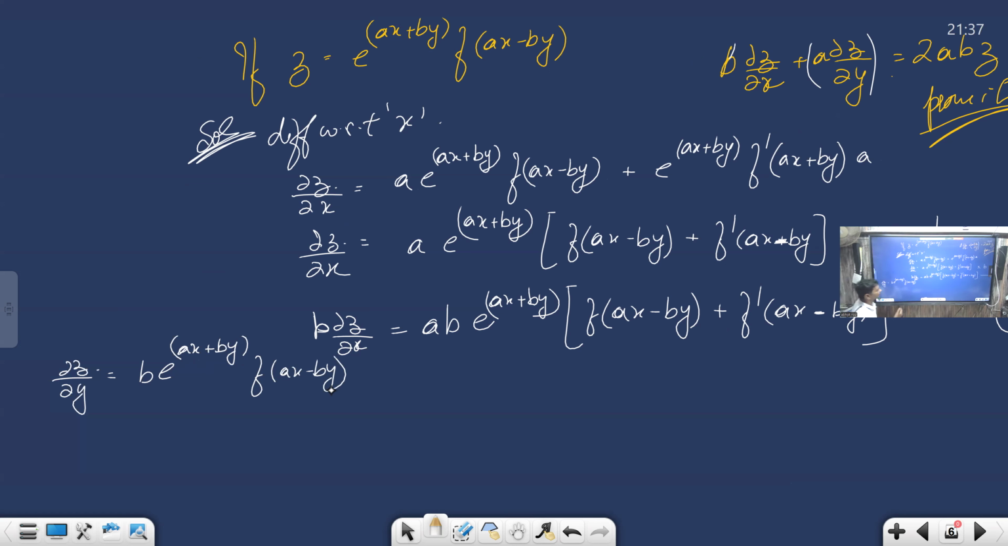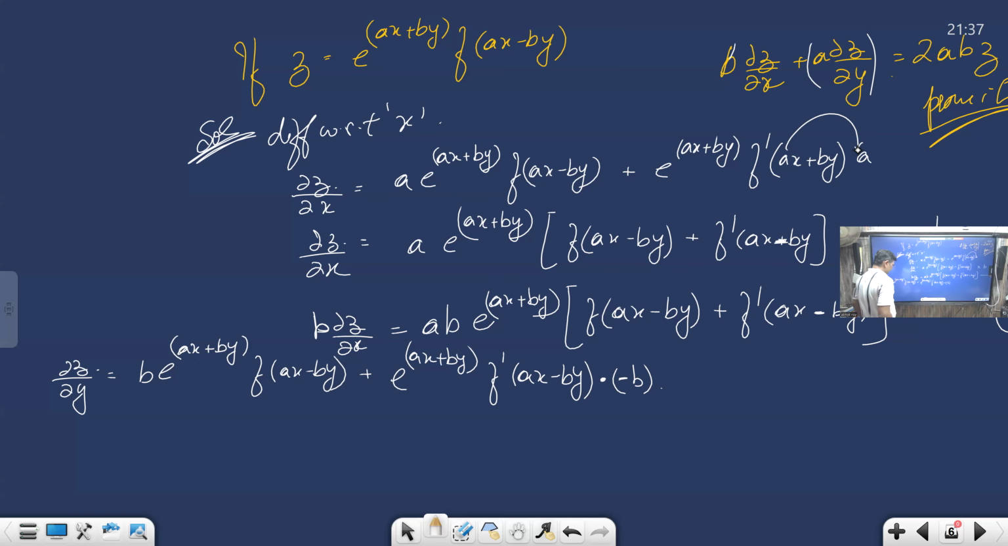Very nice. Plus, now e to the power ax plus by will remain the same. But now we have got f dash of ax minus by. So we are differentiating the function. Whatever is present in the function will be differentiated. Now this is the y derivative, and therefore minus b will come in. Check it please. Earlier it was a. Now it is minus b. You can see the logic.